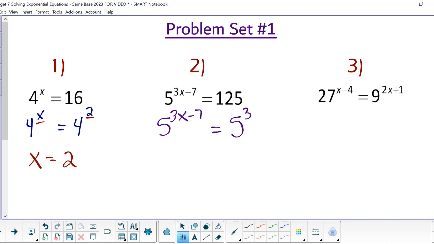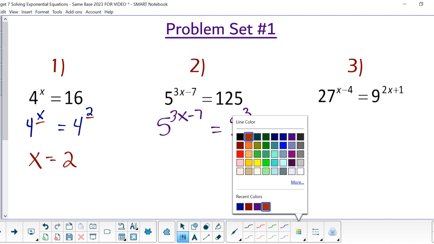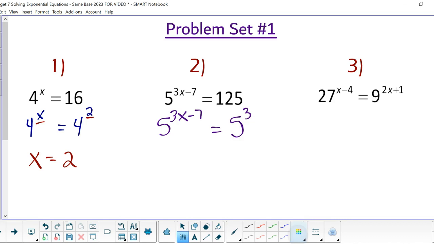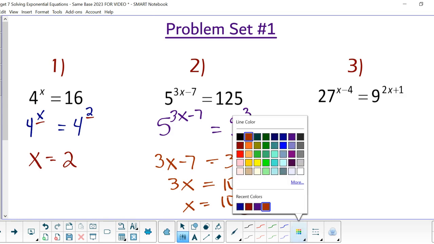Okay, now we have the same base. So I can set the powers equal to each other. So 3x minus 7 equals 3. Add our 7 and divide by 3. And you're going to find that you're going to have a lot of fractions, and you can just leave them as a fraction. There's absolutely nothing wrong with that.